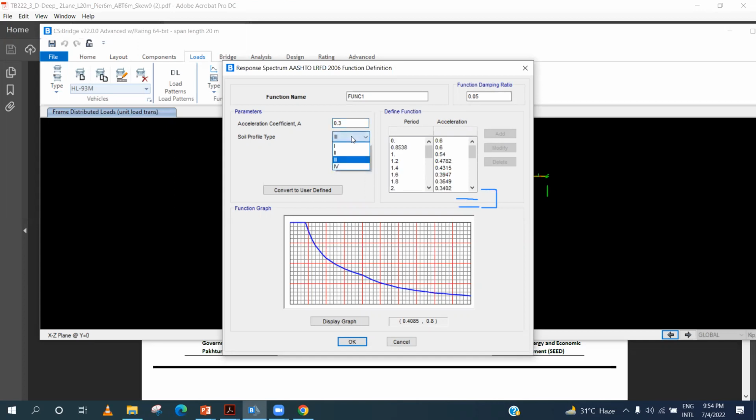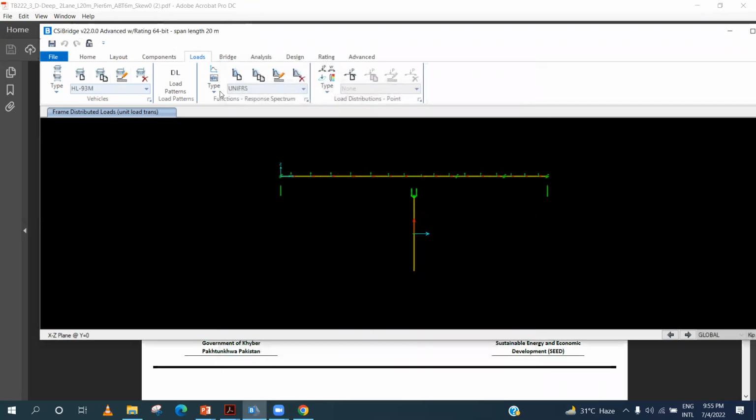The soil profile is, as I told you, soil type 3, which most accurately conforms to our soil type D. So this is the spectrum. I will call it a spectrum. Okay, so this is the response spectrum I defined for our bridge. This definition is very easy.